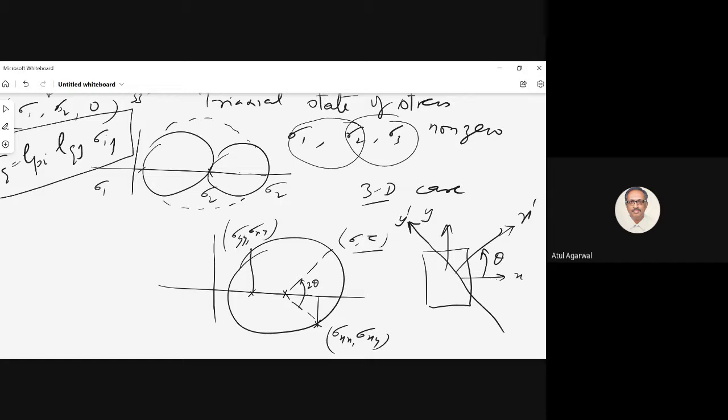Now what is your sigma x prime, x prime? That is the normal stress on this plane, which you are finding here. So this will be your sigma x prime, x prime. And what is the shear stress? Tau y prime, x prime.